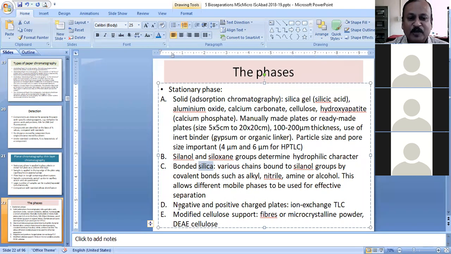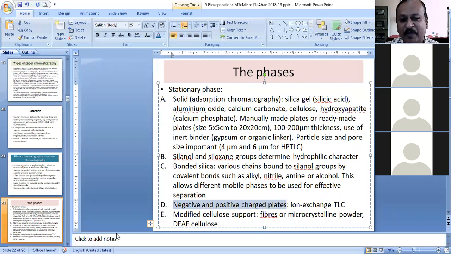Then we can have positively charged or negatively charged plates. All the different types of stationary phase that I have mentioned here can be modified in such a way that we can have either positive charges on the surface, or negative charges, or even neutral charges on the surface. And again, the choice of the type of plate, whether positive or negative, will obviously depend upon the types of different components present in your sample mixture.